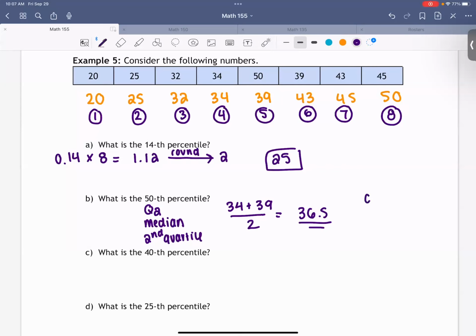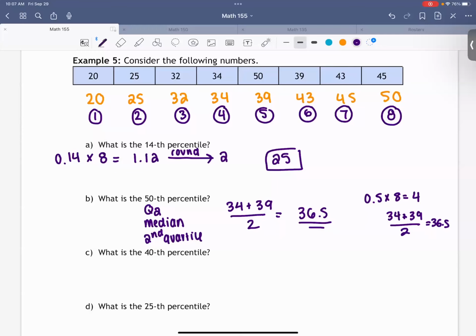Oh, so you would do 0.5 times 8, right? And that would be 4. So you'd find the number in the 4th position, which is 34. You'd find the number in the 5th position, which is 39. And then you take the average of the two, and it's the same thing. So either way is fine. I just like crossing off because it looks nicer. All right. Good question there.